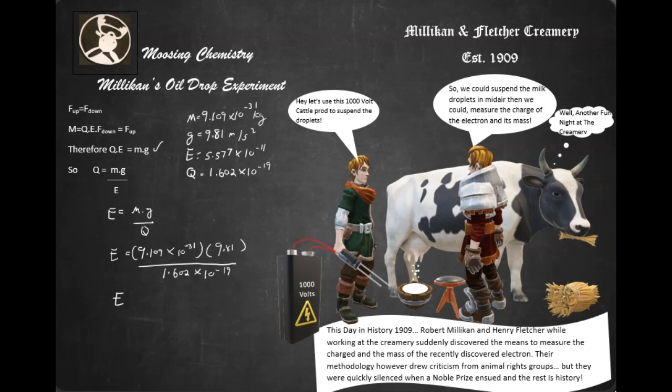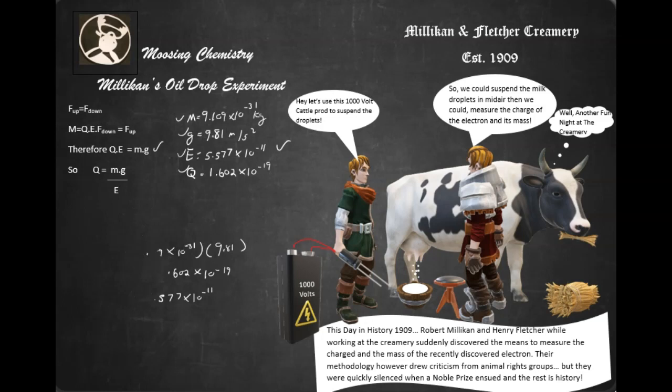When we do the math, we see that it equals 5.577 times 10 to the negative 11. So now we know that all these numbers right here are sound. They work. All right, what about the oil drop experiment itself? What did it look like? Well, let me go ahead and try to draw that for you real quickly.